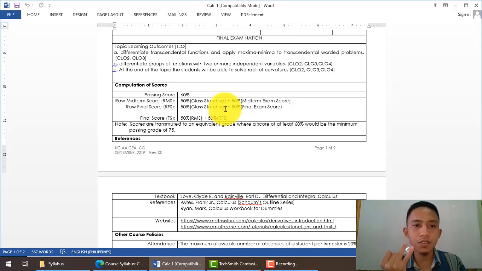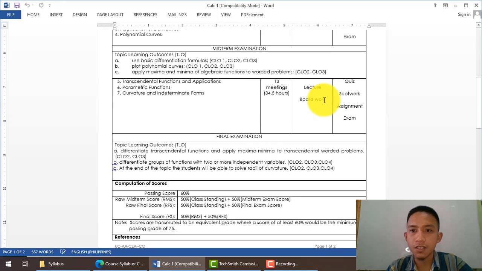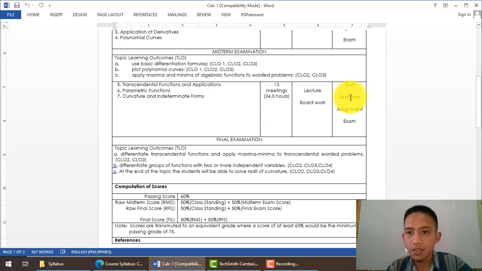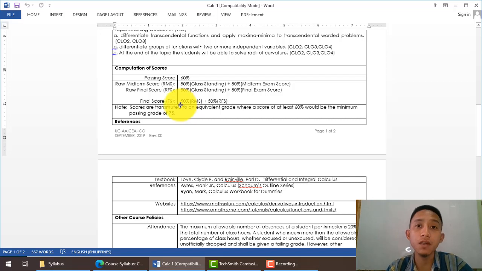Okay, so the question is how we will give you your grade on midterms and how we will compute your grade on finals. Okay, so this is in your tabulation. So raw midterm score, it means that is your performance on midterms only. Okay, so that will be coming from half or 50% of your class standing. If you say class standing, that includes your quiz, seat work, and assignments. And if we will be having there, of course, oral participation, that will be included in your class standing. And then the other half of your score will be coming from your midterm exam.